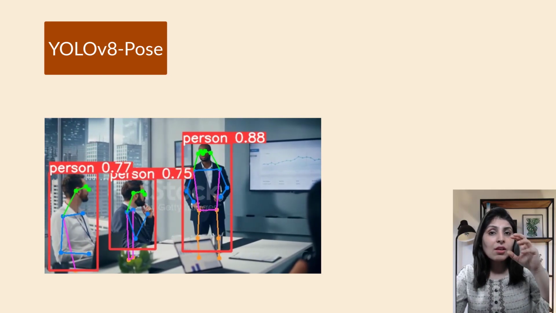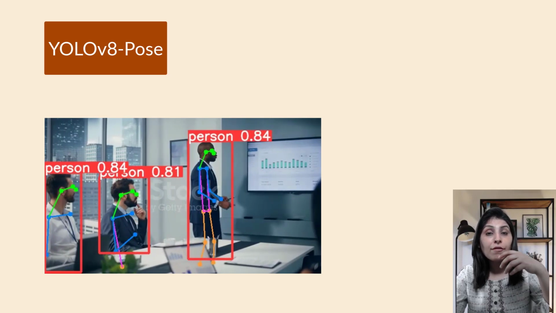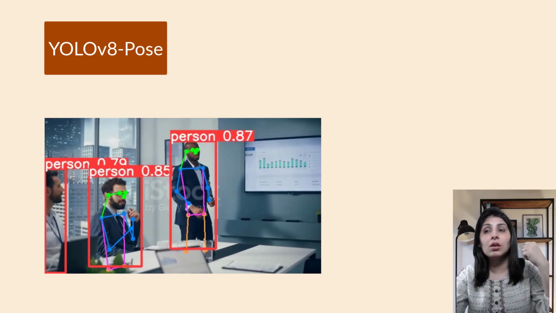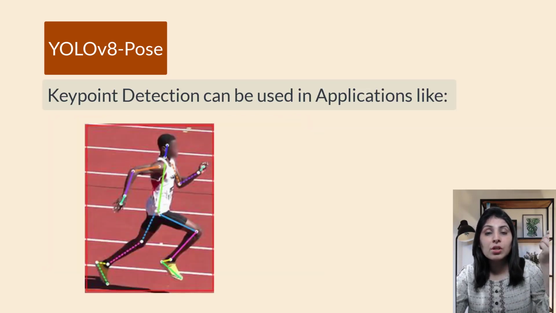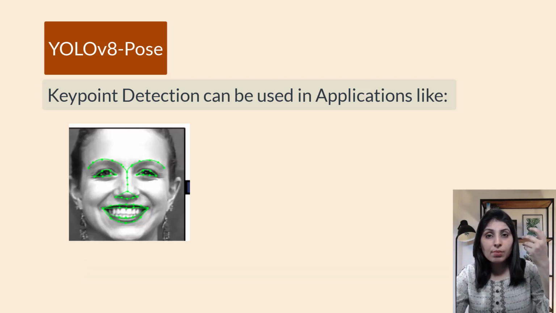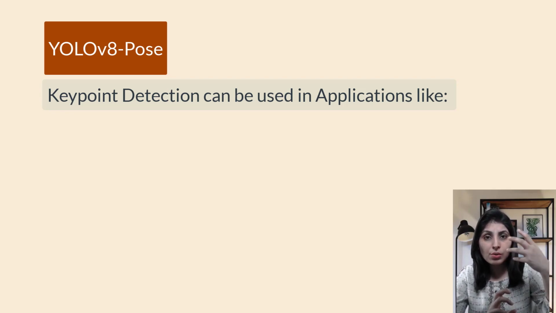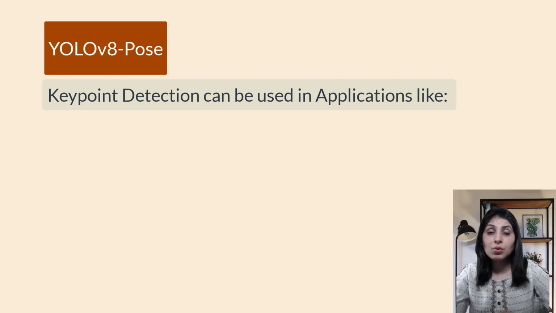This information can be very beneficial in various applications. For example, you can detect human motion in sports analysis, identify facial expressions, or control robots using visual cues. So we can use keypoint detection for various tasks, and I have told you a few of them.